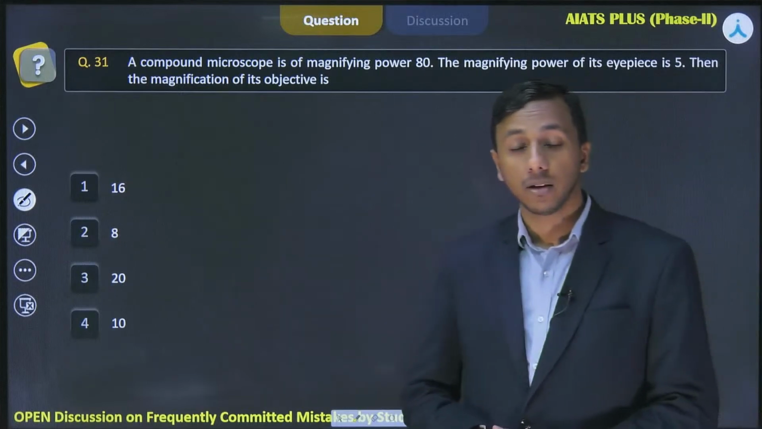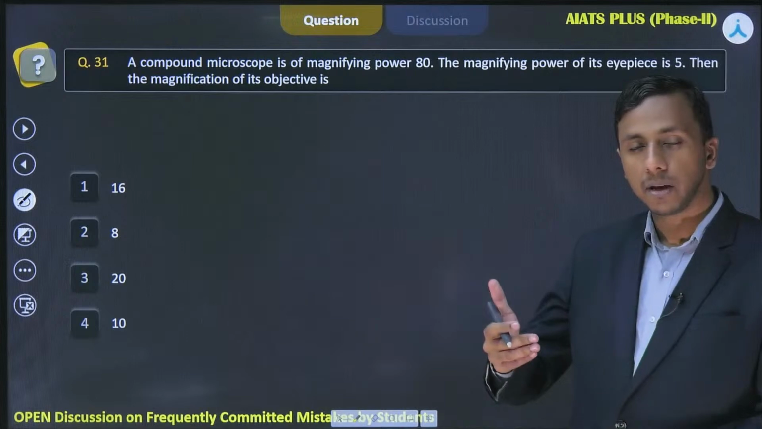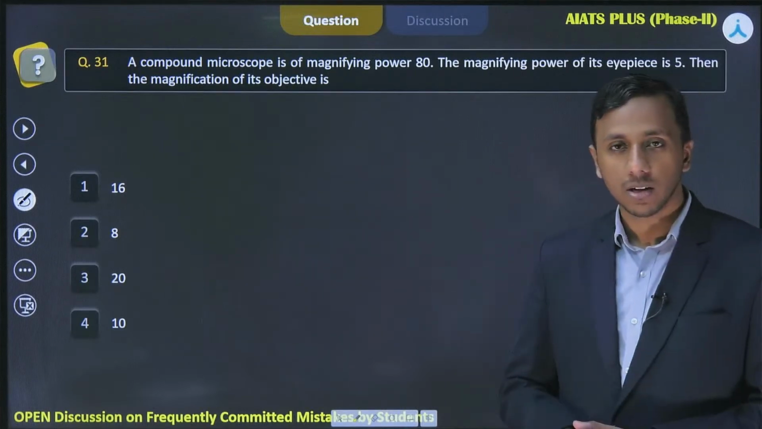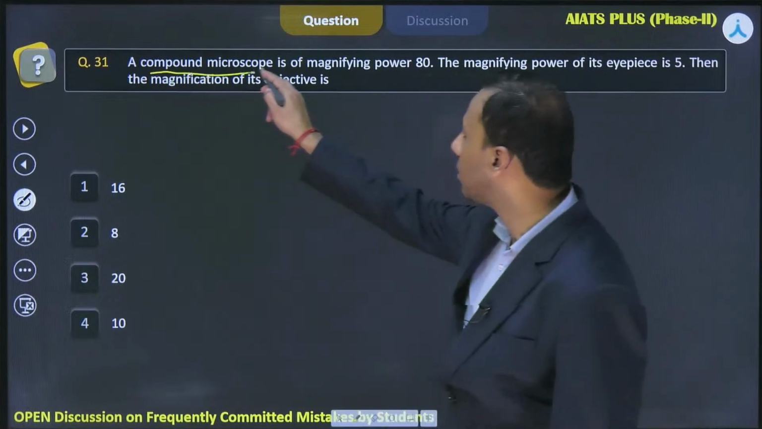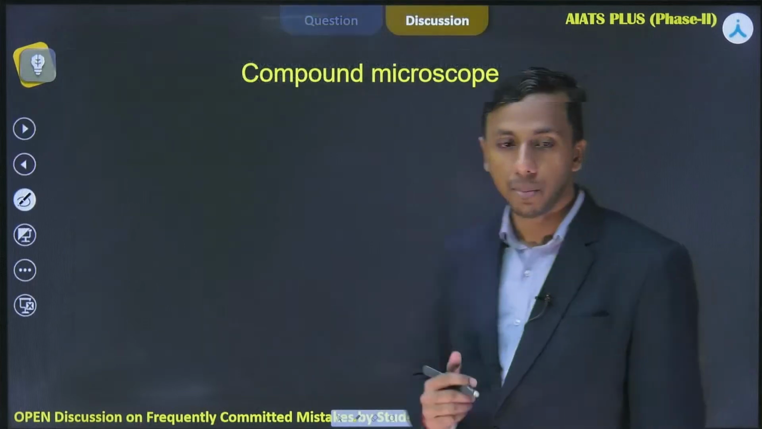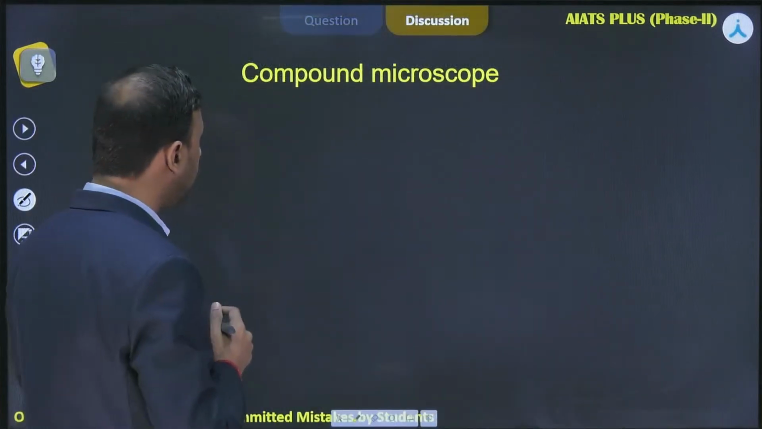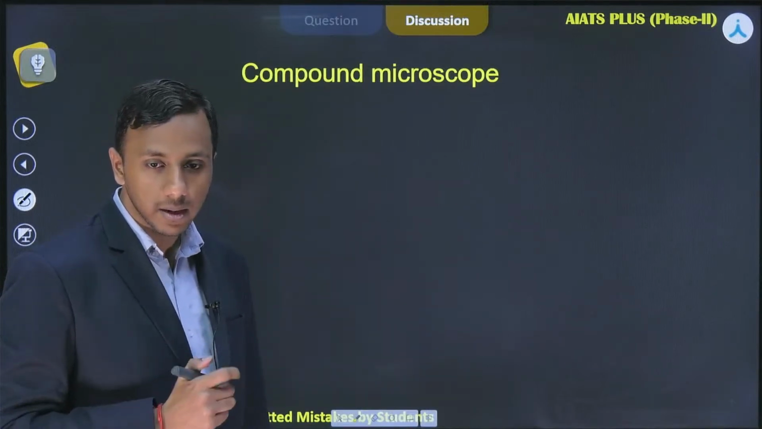The next topic is from your telescopes, simple microscope and compound microscope portion of the ray optics chapter. Optical instruments is also a very important topic. So we are talking about compound microscope, and in a compound microscope, how many lenses do you have? You have 2 lenses.